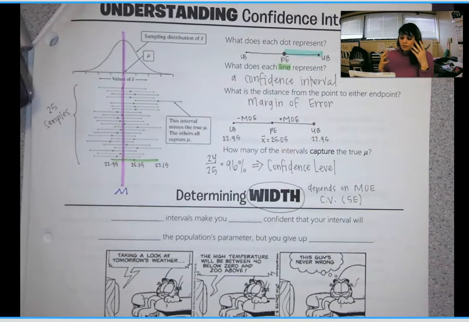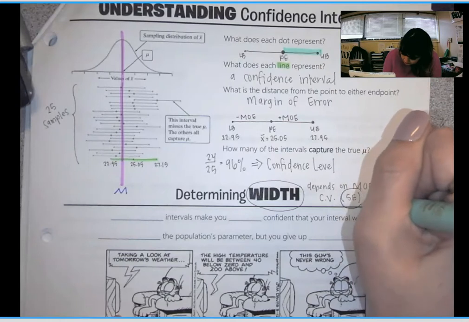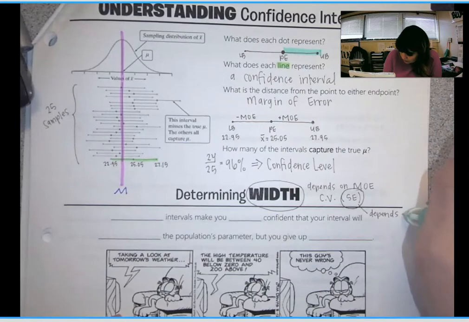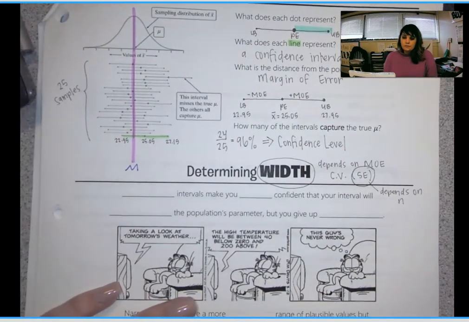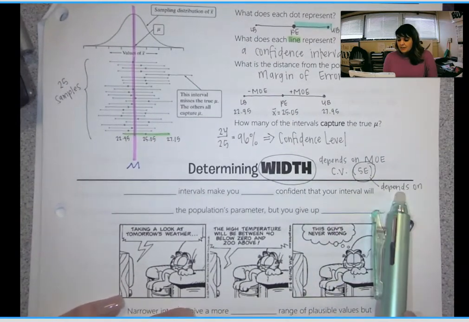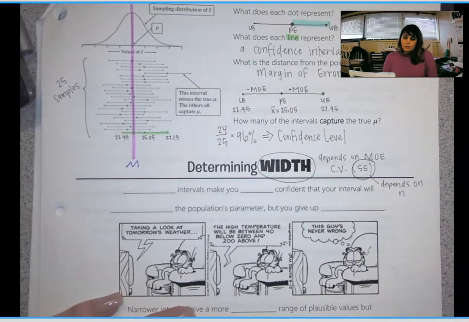So I'm going to go even further to say that this standard error depends on n, your sample size. So standard error depends on your sample size. So what does critical value depend on then? Well, your critical value depends on your confidence level.